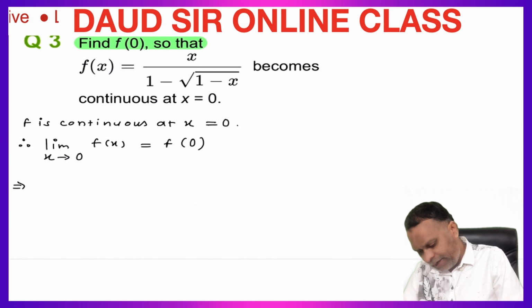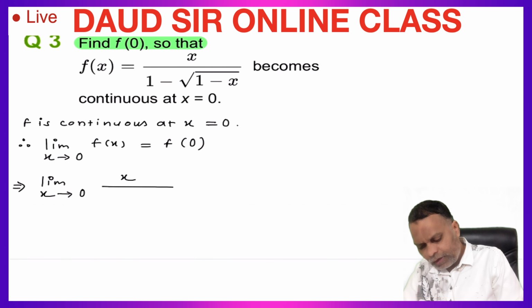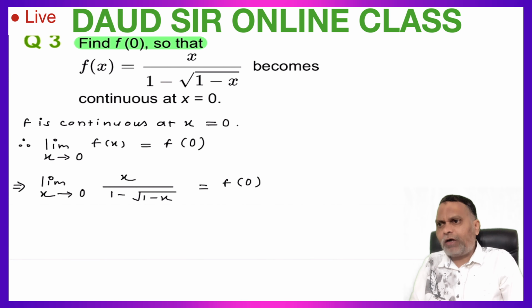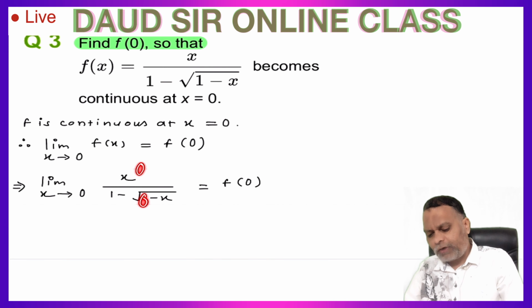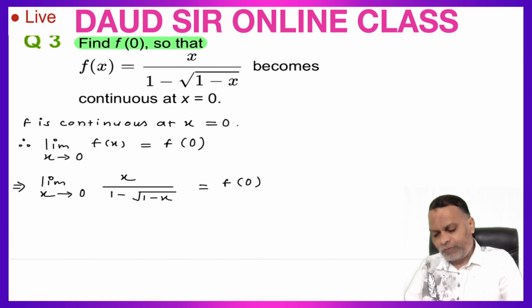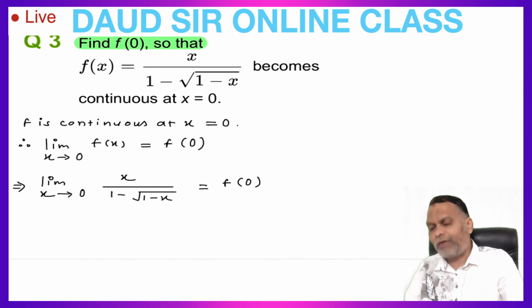So, which implies limit x tends to 0, x upon 1 minus under root 1 minus x is equal to f of 0. Here we cannot put x is equal to 0 directly. If we put x is equal to 0 directly, then it will become 0 upon 0 form. So first we have to simplify this. In the denominator, 1 minus under root 1 minus x, rationalize the denominator by multiplying and dividing by, taking this plus sign, 1 plus under root 1 minus x.